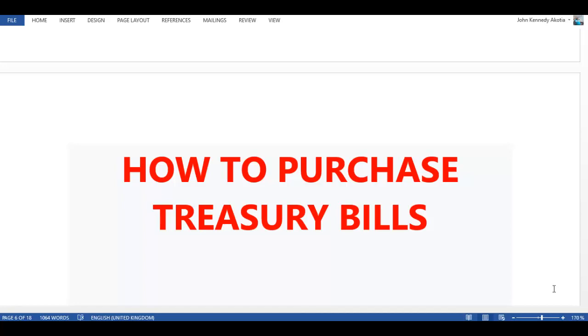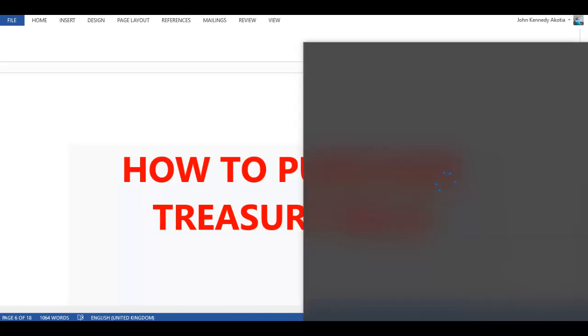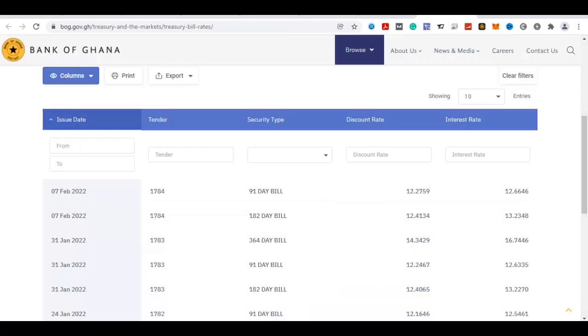So that is what I want to do as practically as possible, so that if you have a mobile phone with an MTN mobile money account and a small amount of money in it, you can experiment with the 91-day bill, and then you see how it works. So let's get in there. But before then, I want to show you the current rates of the Treasury bills of the Bank of Ghana on their website. So let's go there, and I'll show you the current rates of the Bank of Ghana Treasury bill.